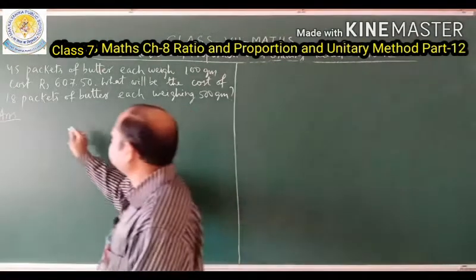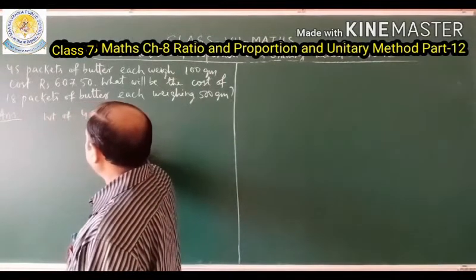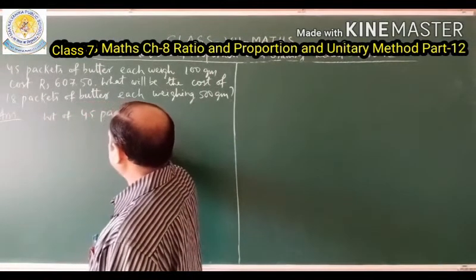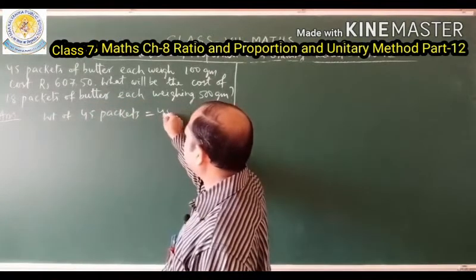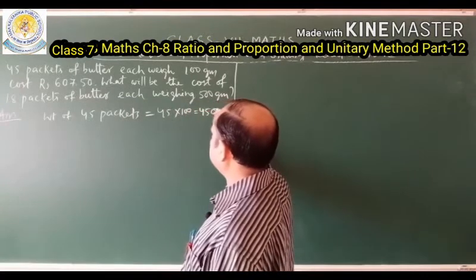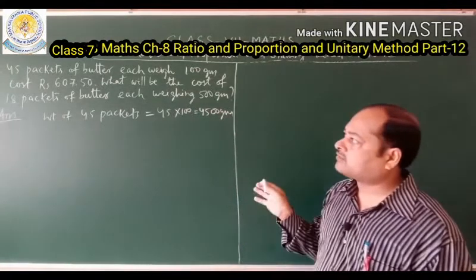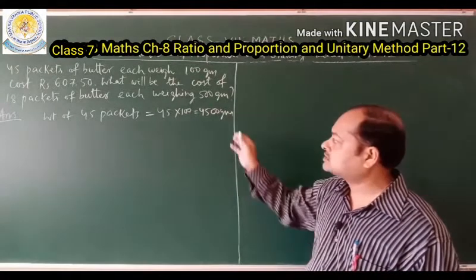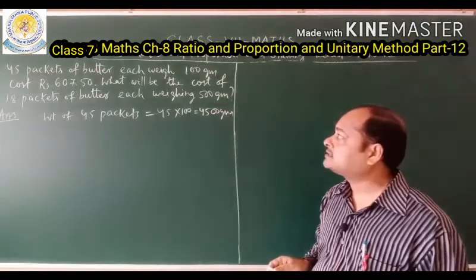Write down weight of 45 packets equal to how much? So 45 into 100, that is 4500 gram. So in the question itself, it is given that the weight of 45 packets of butter is how much? 4500 gram, because one packet weight is 100 gram.